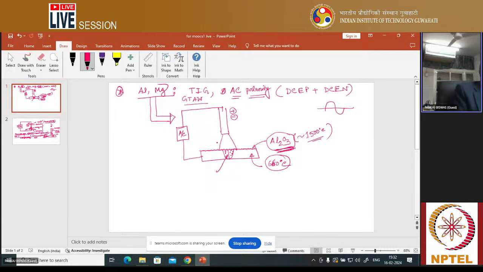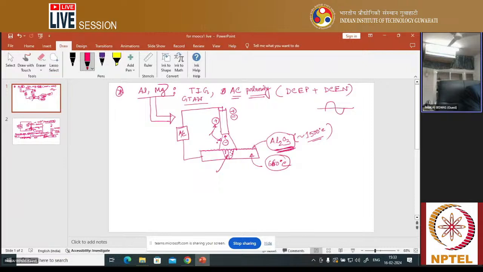So what happens in the TIG welding process if you use positive polarity? During that time, we know the electrons flow towards which direction? I have already told you, towards the electrode, if it is the positive terminal. You should keep this in mind. Positive terminal means you can say DCEP.